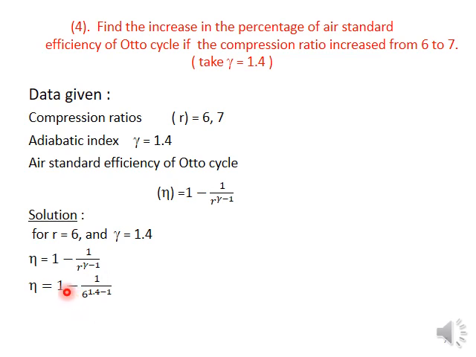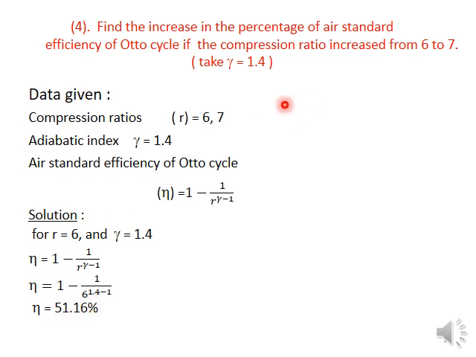So be careful in doing calculations. 1 minus 1 divided by 6 power 1.4 minus 1. So it is 51.16 percent. When the compression ratio is 6, the air standard efficiency is 51.16 percent.